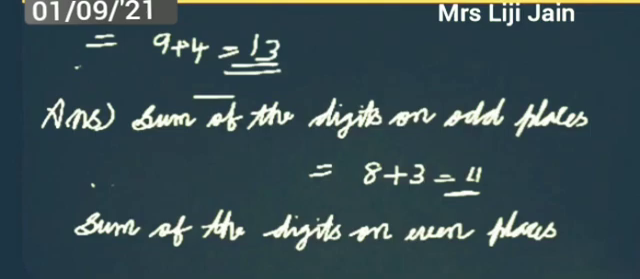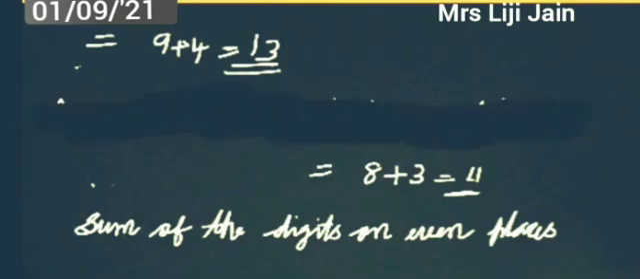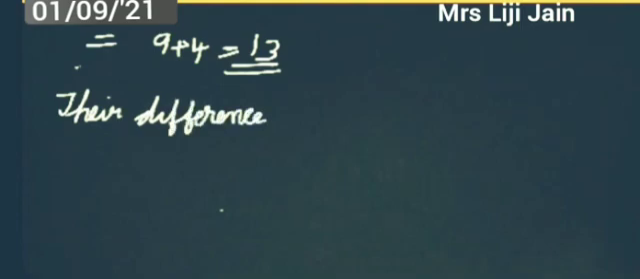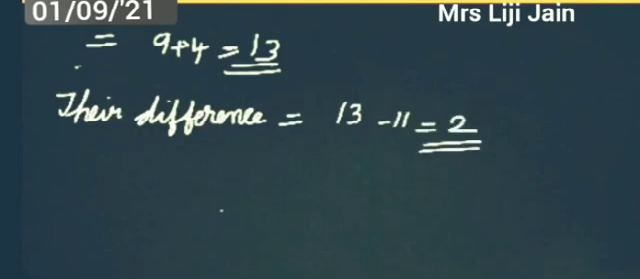Okay. Sum of the digits on odd places we obtained as 11. 8 plus 3, 11. And sum of the digits on even places is 9 plus 4, 13. And next step is find out their difference, isn't it? We have to subtract the smaller from the greater. That is enough. That is the convenient way, isn't it? 13 minus 11, 2. Is it 0? Is 2 0? No. Is 2 divisible by 11? No. So what can we conclude? So the given number is not divisible by 11.